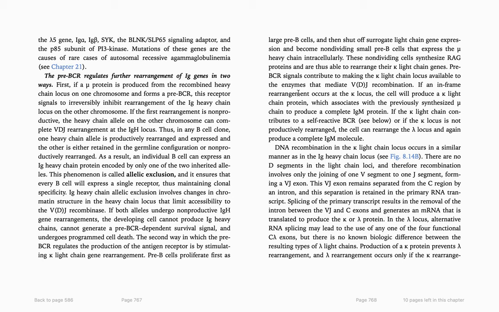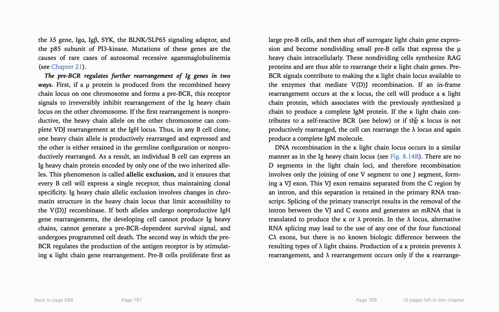The pre-B cell receptor signal contributes to making the kappa light chain locus available to enzymes that mediate the VDJ recombination. If any in-frame rearrangement occurs at the K locus, the cell will produce a K light chain protein, which associates with the previously synthesized mu chain to produce a complete IgM protein.